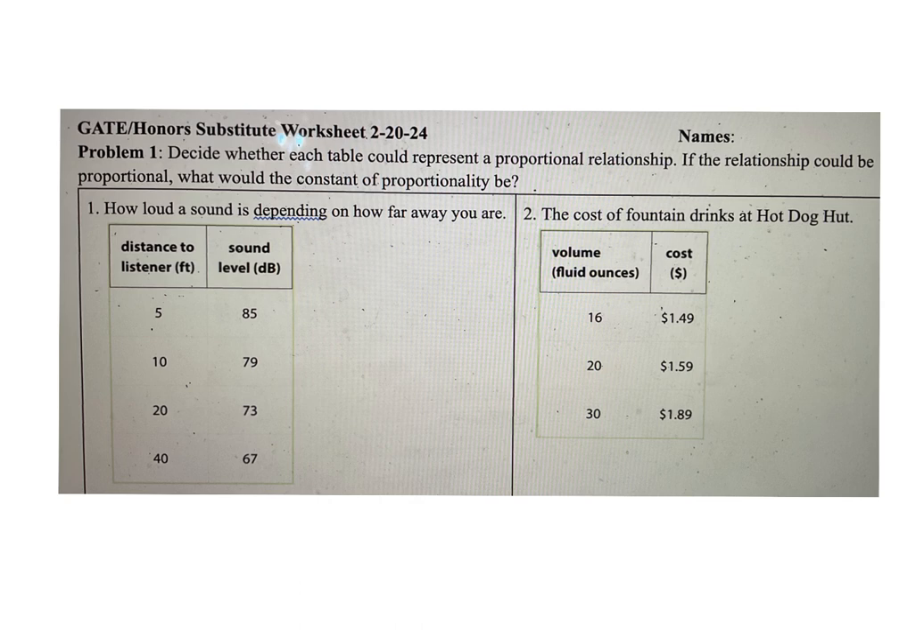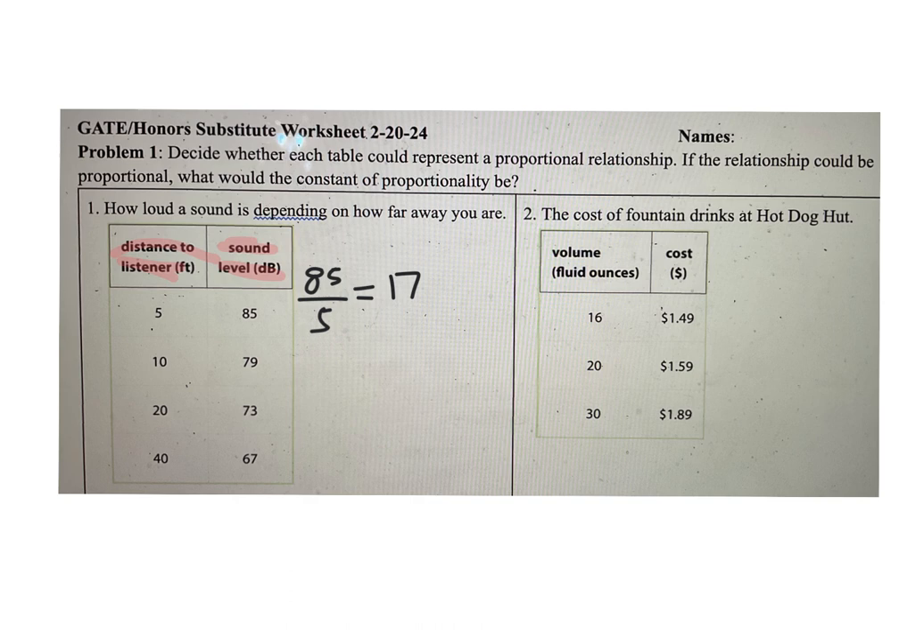So if you look in the table, you have your distance to the listener in feet versus your sound level in decibels. Decibels are a measurement of sound waves. We always want to take the right side of the table and divide it by the left side of the table. So we have our decibels, 85 decibels divided by 5 feet from the listener, you're going to get 17.